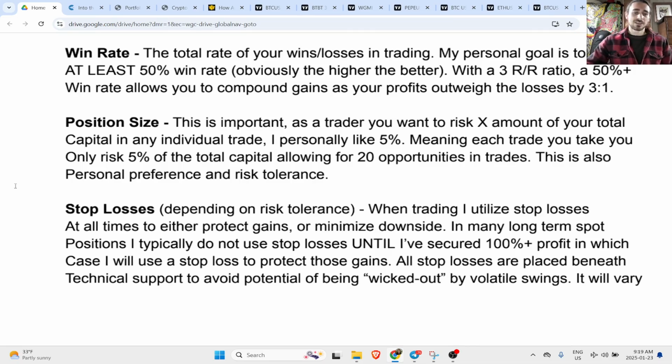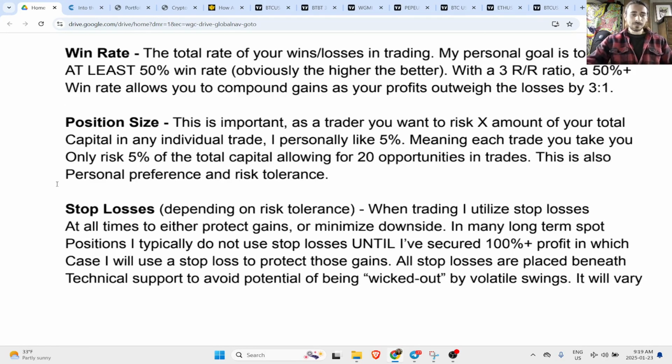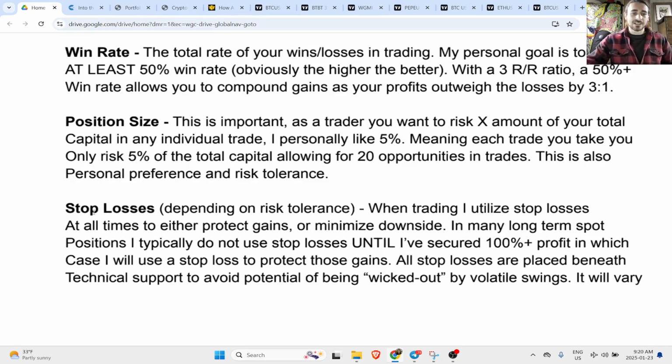Again, this is a long-term game. We want to compound returns over an extended period of time. We're not really looking for moon shots or anything like that. If we get them, that's awesome, but if not, that's okay. Our strategy is, again, to accumulate strong fundamental assets when valuations are cheap.